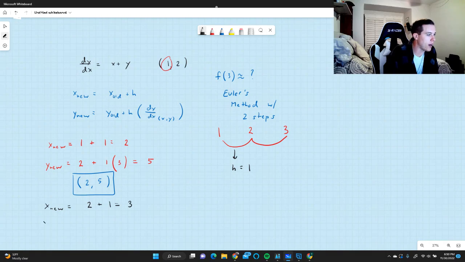But it's the y new that's going to look a little different. We start with this coordinate now, plus our step size, which is 1, times the differential equation when I plug in this coordinate. Remember, this becomes the old coordinate when you're trying to find the next one. So 2 plus 5 is 7, and we get an answer of 5 plus 7, which is 12. So our approximation for f of 3 is approximately 12.